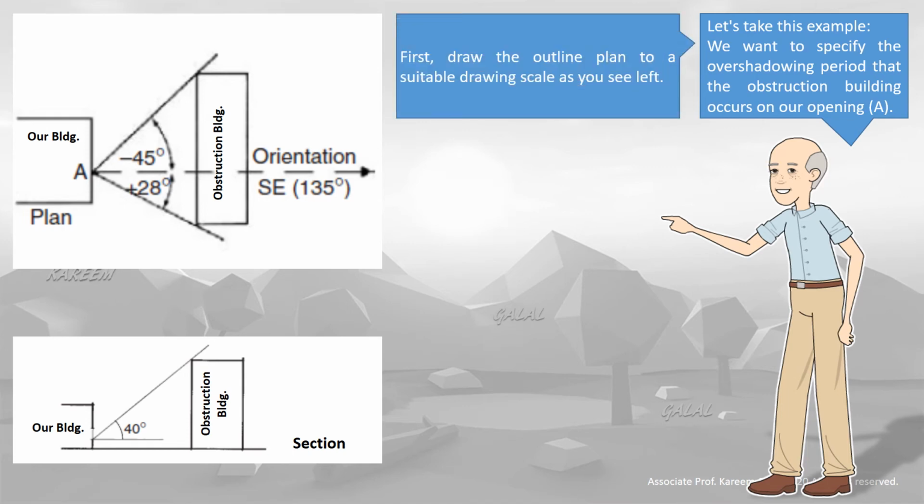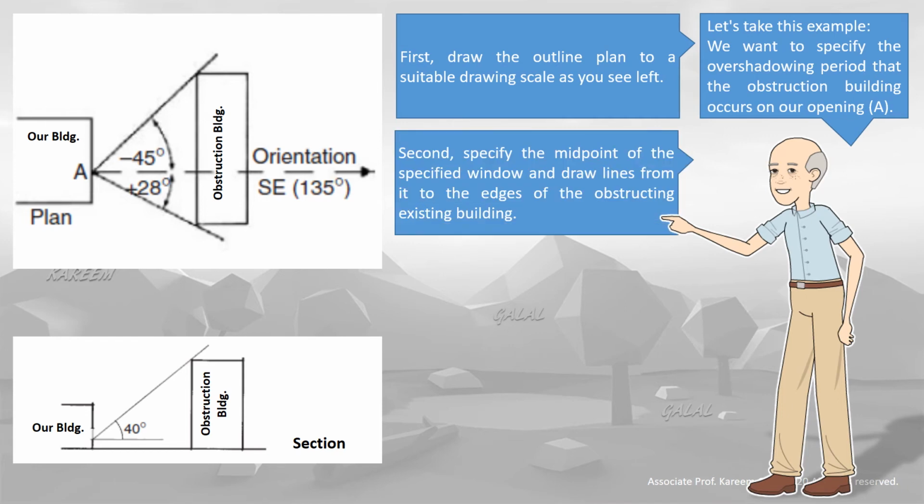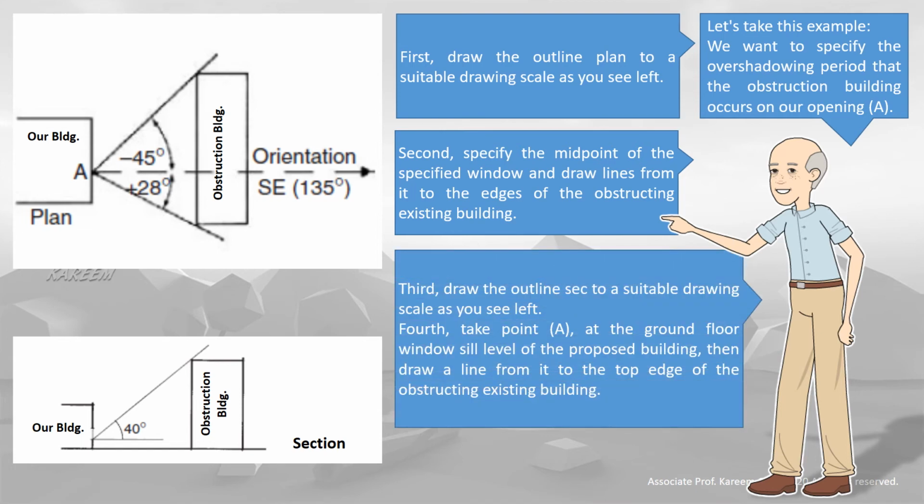First, draw the outline plan to a suitable drawing scale as you see on the left. Second, specify the midpoint of the specified window and draw lines from it to the edges of the obstructing existing building. Third, draw the outline section to a suitable drawing scale as you see on the left. Fourth, take point A at the ground floor windowsill level of the proposed building, then draw a line from it to the top edge of the obstructing existing building.